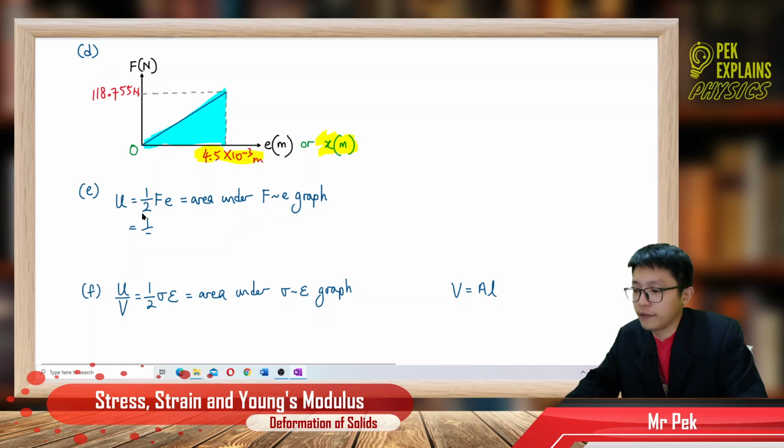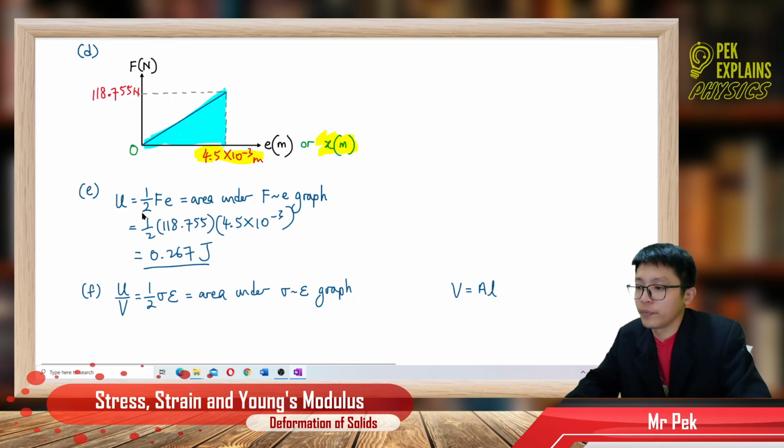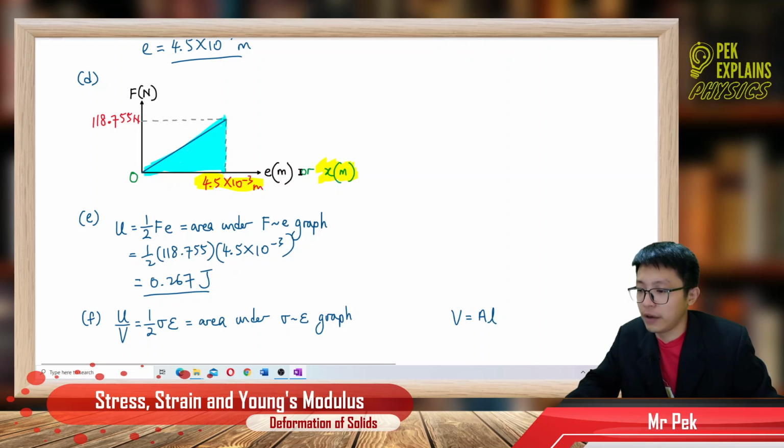So half times this force 118.755 times the elongation 4.5 exponent negative 3. What is the strain energy I get? 0.267 joule. That's the strain energy stored. So under the FE graph, you can get the strain energy, which is 0.267 joule.